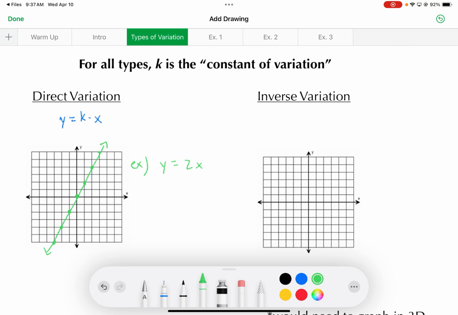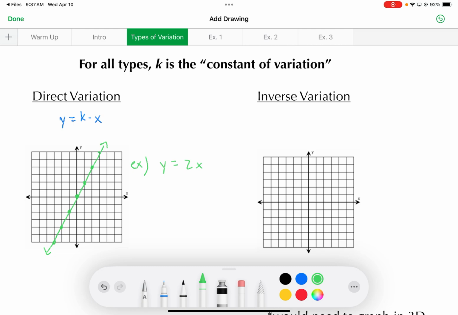And there's a lot of real-world variables related to each other directly. For example, your height and your shoe size. You would expect, if you collected data across this room, that the taller the person, the bigger their shoe size is going to be, right? Okay, those 2 variables would vary directly then.